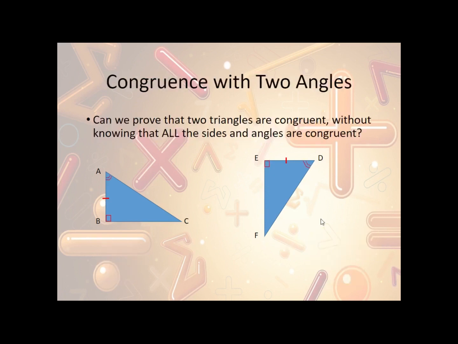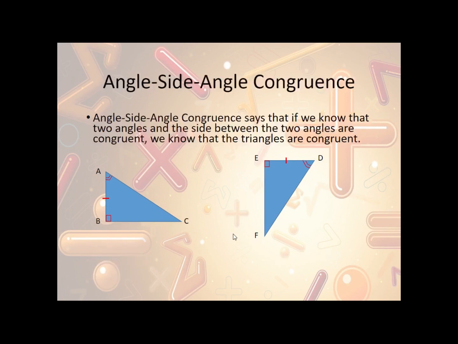Now, once again, what if we don't have all the information? What if we know that two angles are congruent and a side is congruent, but we don't know anything else? Can we still prove that the triangles are congruent? So, in this case, we could see that side AB is congruent to side DE. And then we can see that angle ABC is congruent to angle DEF. And then we have angle BAC is congruent to angle EDF. Now, does that mean that the triangles are congruent?